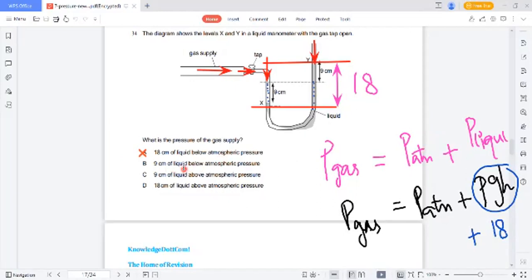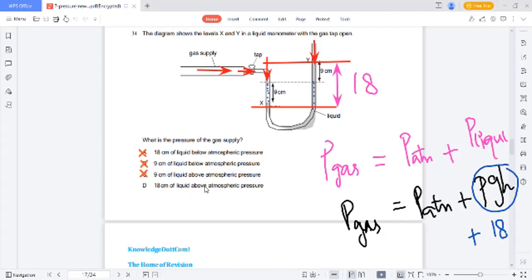9 centimeter of liquid below atmospheric pressure, no, there is no sense of 9. So it is actually about 18, not 9. Like 9 plus this 9 is 18. So there is no sense of 9. It's all about 18.